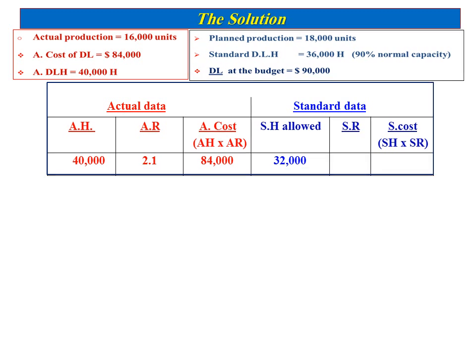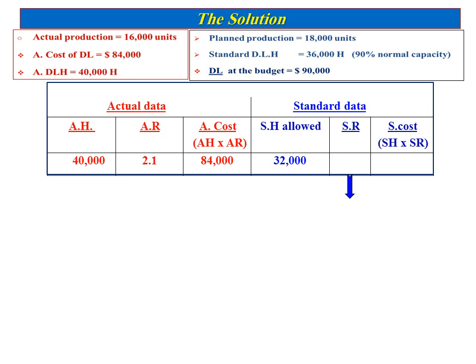How to calculate standard rate? Don't forget standard rate per hour. Again, per hour, not per unit. If I have standard direct labor hours 36, my cost at the budget will be 90.